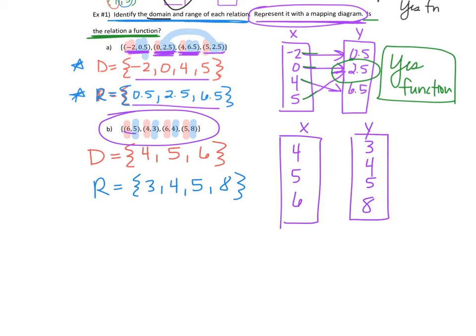So 6 connects to 5, 4 connects to 3, 6 connects to 4, and 5 connects to 8. Okay, notice right here, we have 2 lines coming off of the 6, so is this a function? We would say no, this is not a function.